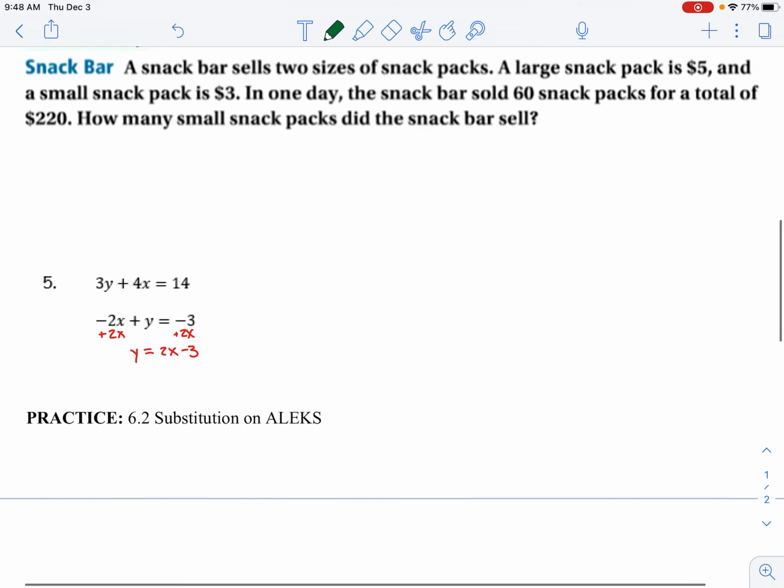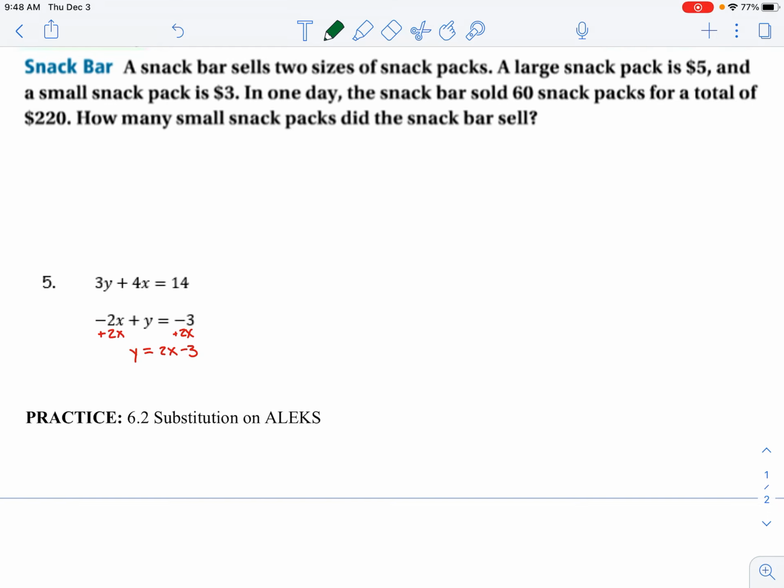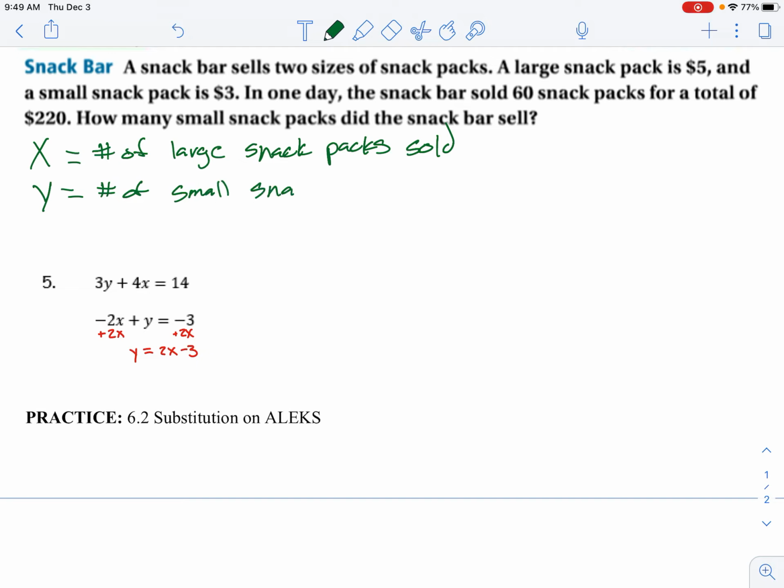I'm going to jump right into this by saying we need to make an equation that deals with all of the money first, and then we're going to make an equation that deals with everything else after that. So if I'm making a money equation, this is how it's going to look. Let's call the number of large snack packs sold X. Y will be the number of small snack packs sold.